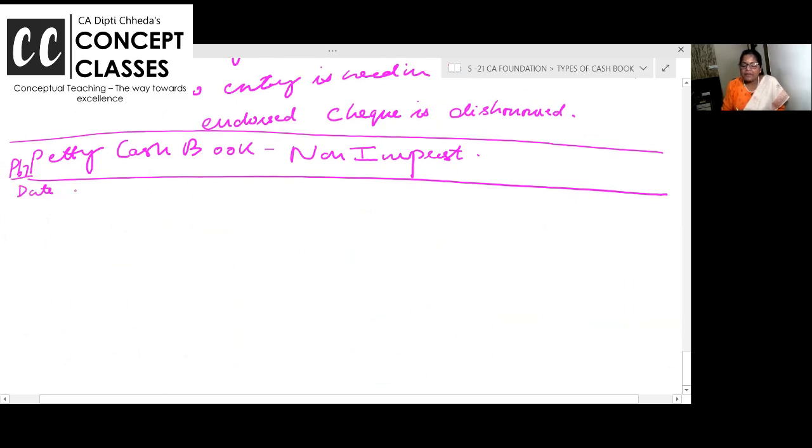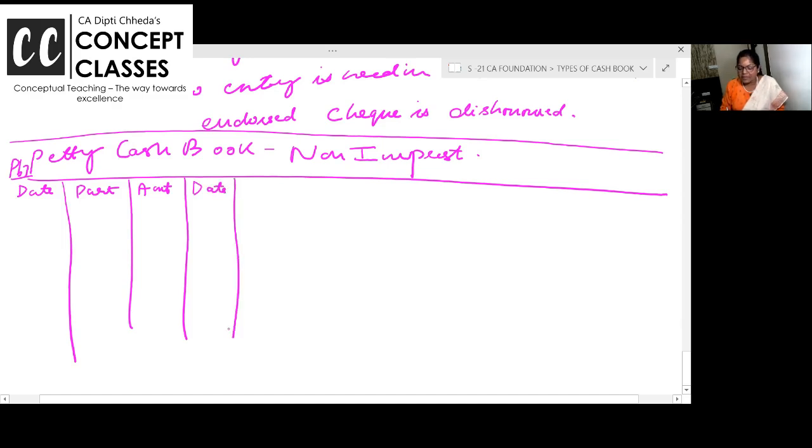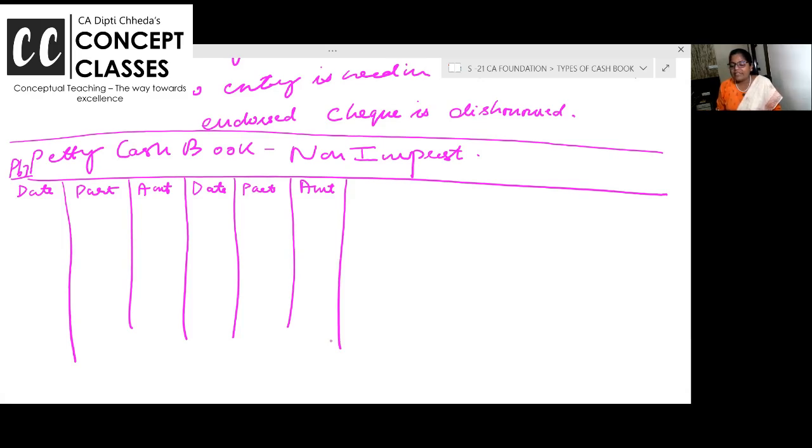Date, small column, particulars and amount. This is the debit side. Now credit side. Date, particulars, amount. Voucher number, if it is there, you can write. And now looking at the expenses, you can bifurcate. Like they are giving some wages. So we'll put it in the wages account.